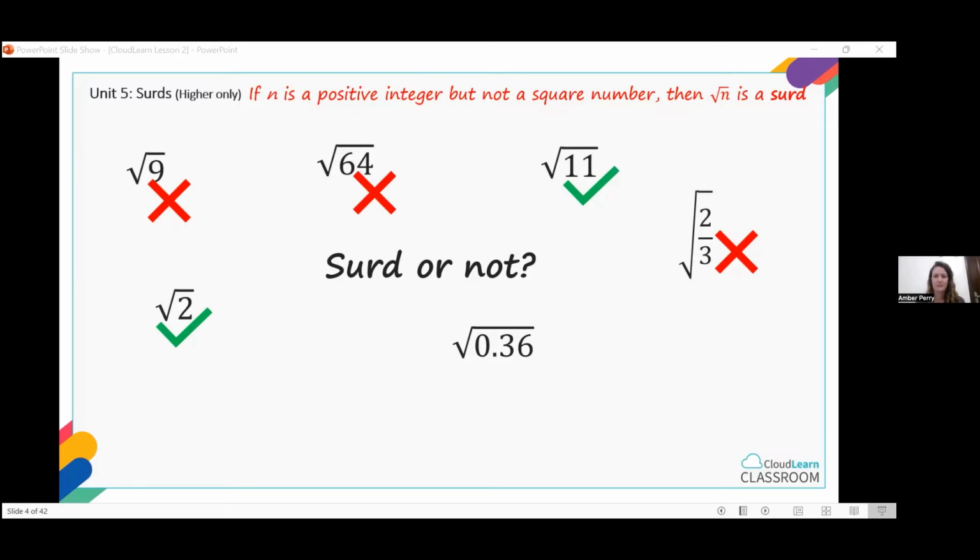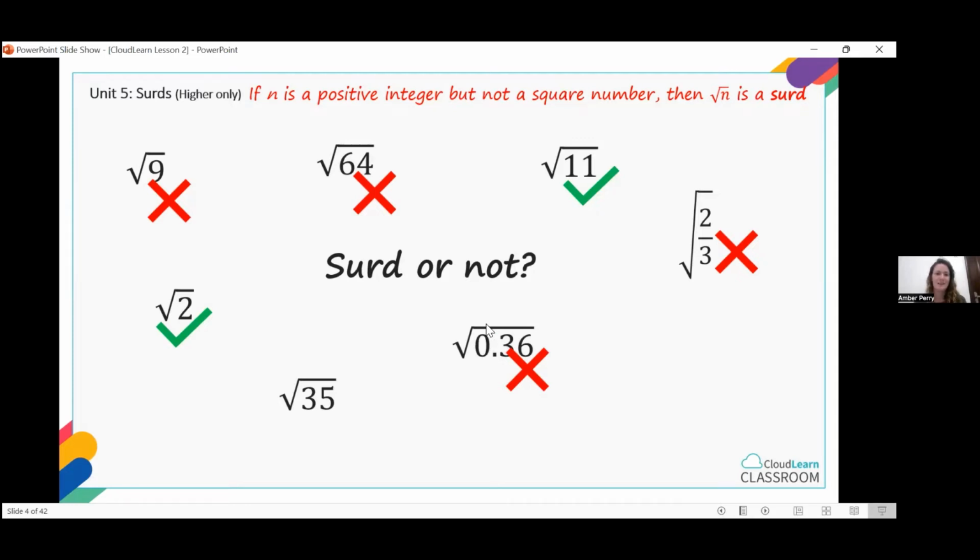Fantastic. Okay, all right, so just having a look at that one then. Not a surd again, okay, because this time it is not a whole number, so it had to be a whole number. Had it been the square root of the number 36, it would have been not a surd as well, because that's a square number. So this is not a square number. Square root of 0.36 is not a whole number, so it's not a surd.